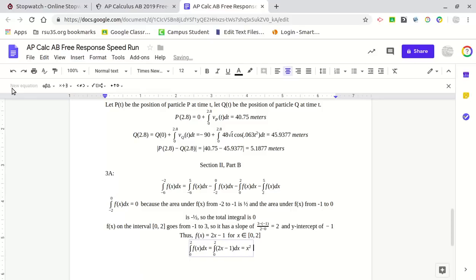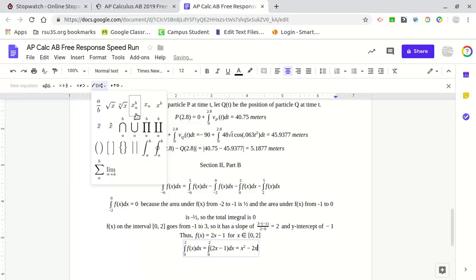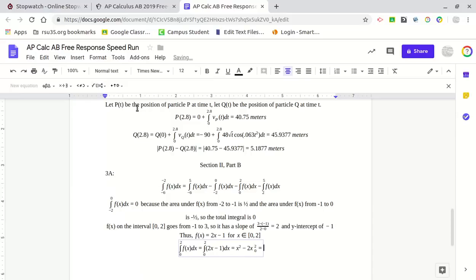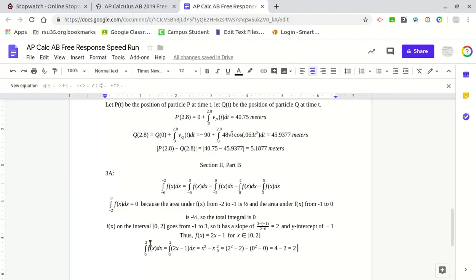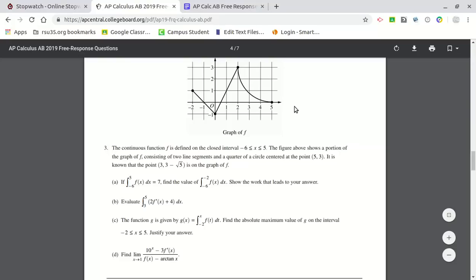Okay, so this is x squared minus 2x, and then, yes. So for 2, I get 2 squared minus 2 squared. Did I mess up? Yes, I did. Okay. So this should just be x. I don't know why I said 2x. 2 squared minus 2 minus 0 squared minus 0. So that is 4 minus 2 equals 2. That looks about right. So the integral from 0 to 2 is 2, and then this is a circle.